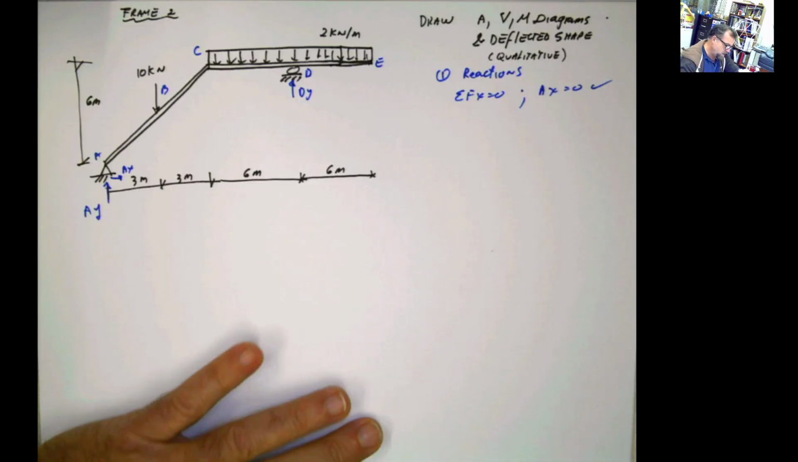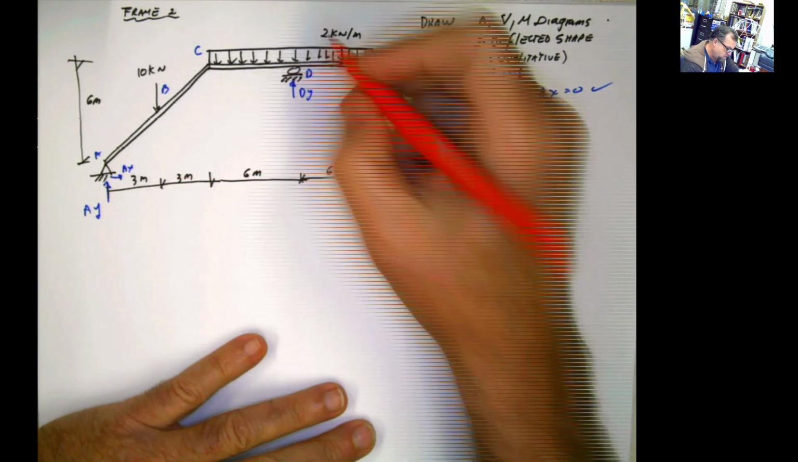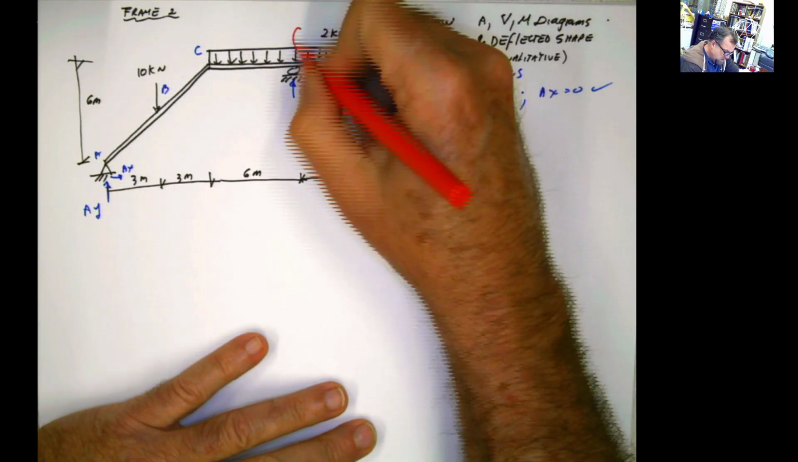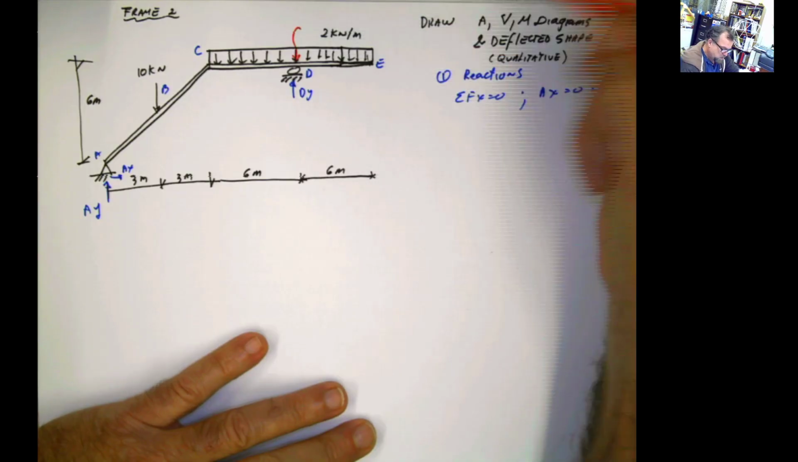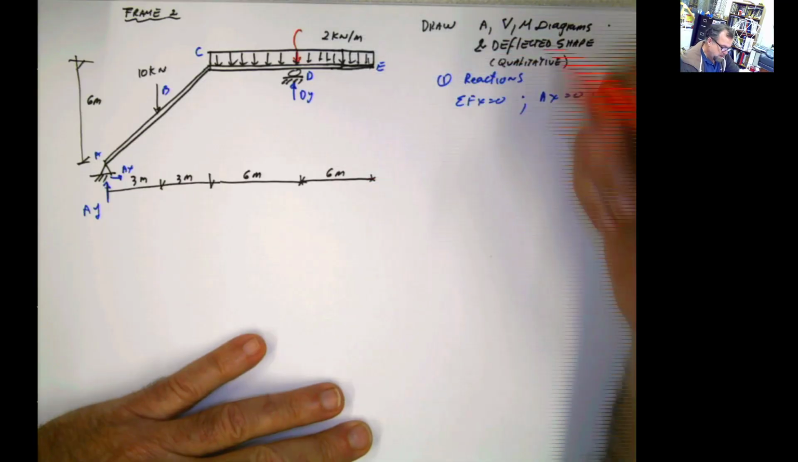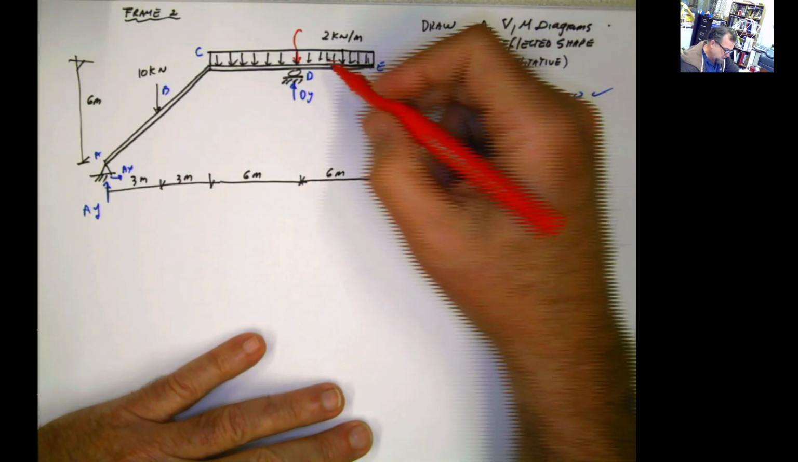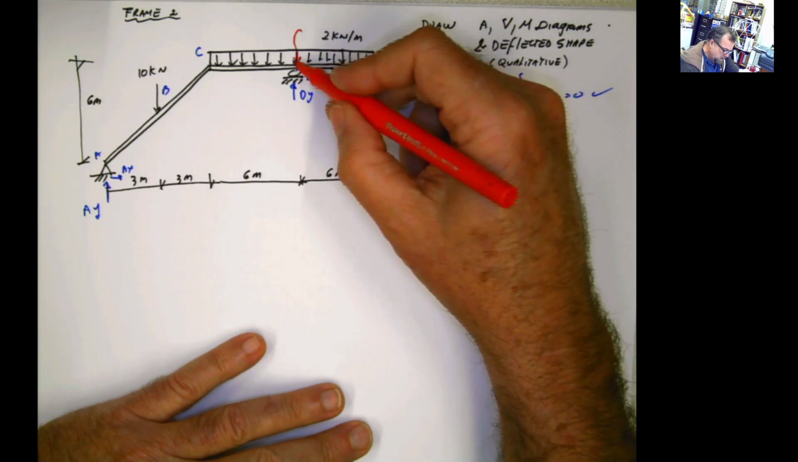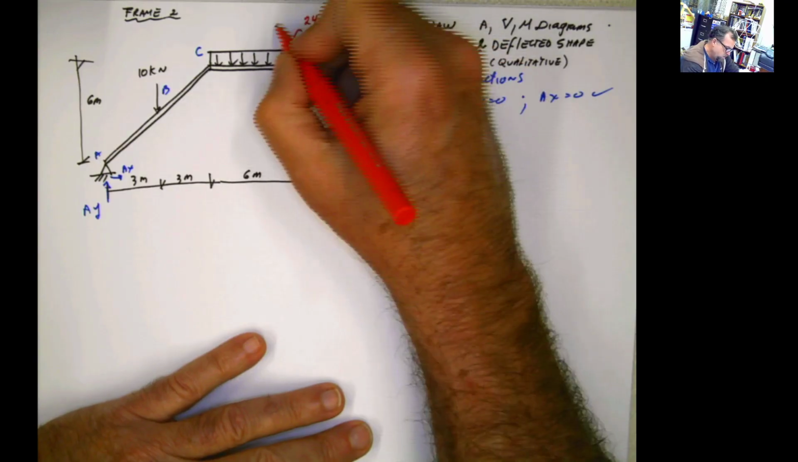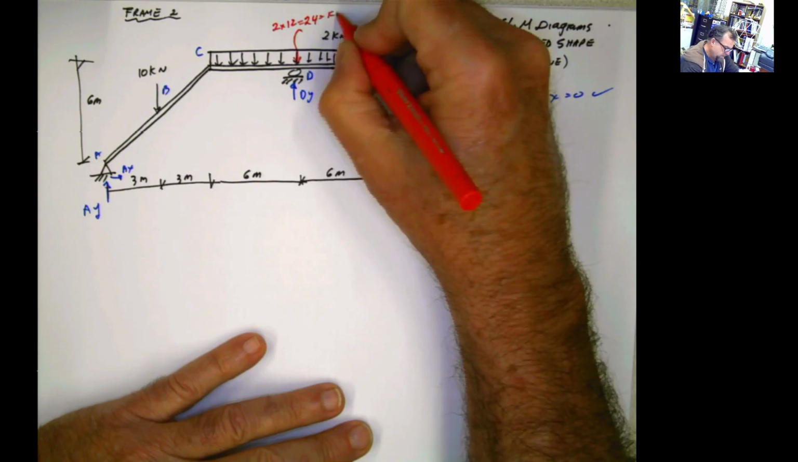Now for calculating the reaction DY, this rectangular distributed load is going to be equivalent, for the sake of calculating reactions, to a concentrated load at this point of 12 times 2, 24. We put here 2 times 12, 24 kilonewton at that point.